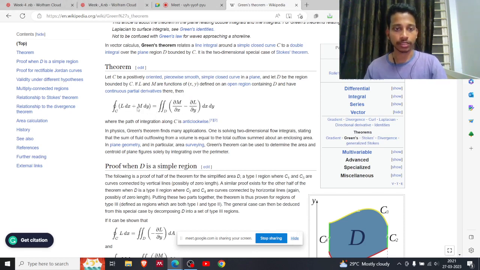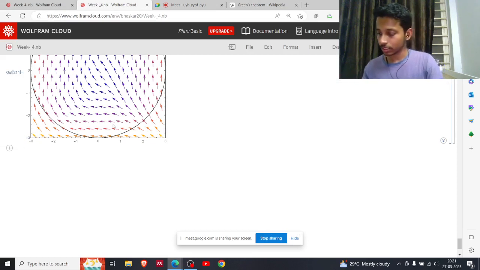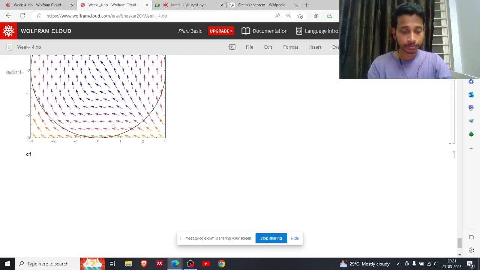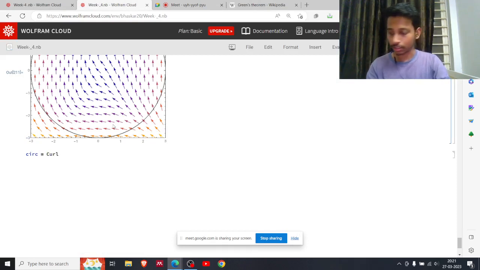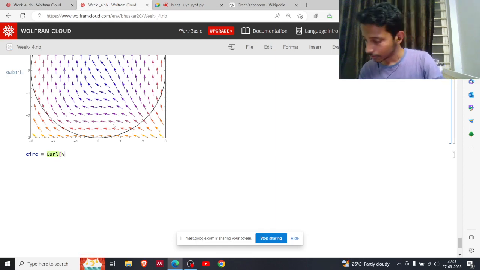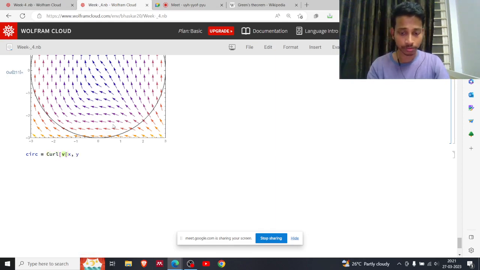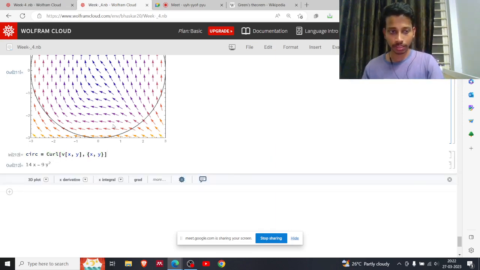So basically to get this form, we have to take the curl of the vector field with respect to x, y. This is the curl of the vector field, so we'll get 14x minus 9y square.